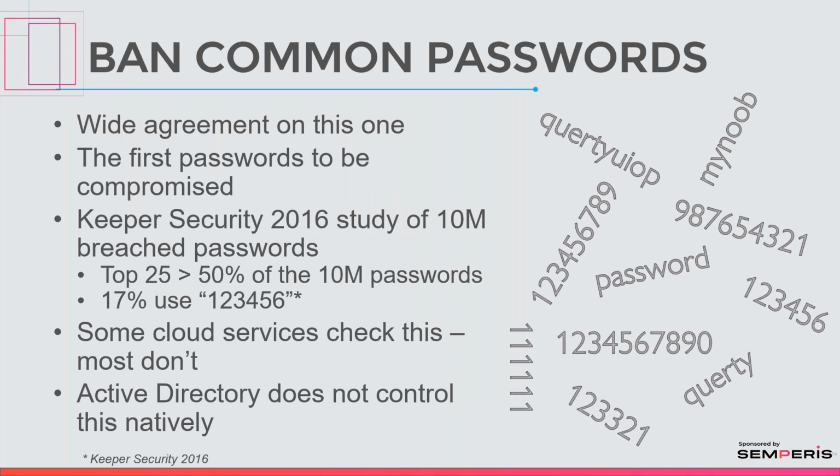But on common passwords, all of the studies agree. Common passwords are the first ones to be compromised because obviously they're the first ones to be guessed. A 2016 study of 10 million passwords found that the top 25 common passwords, and the examples on the right are some of them, which just amazes me, comprise 50% of the 10 million successful password breaches. 17% of that 50 use 1, 2, 3, 4, 5, 6. So that's bad. And most cloud services don't check this. Azure Active Directory does. I can't speak to a lot of the cloud website SaaS applications, but they don't do this kind of checking. Active Directory itself doesn't control this out of the box.